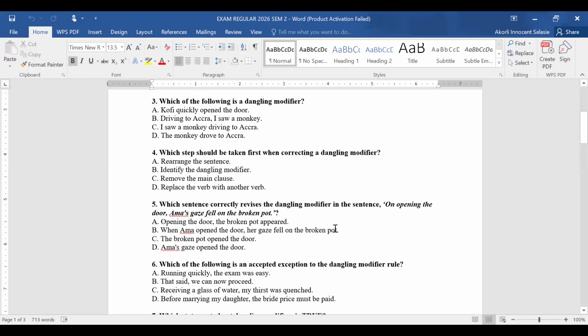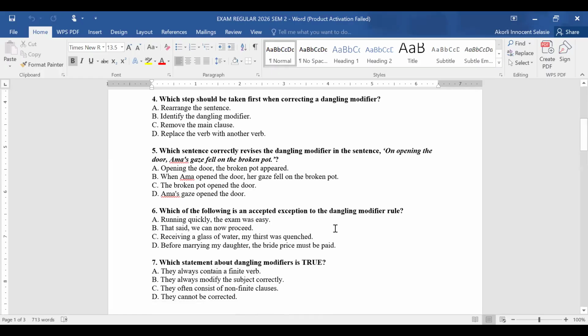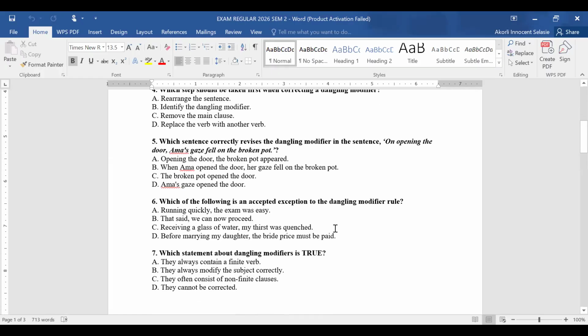I think that all this information is on the slides. If you can revisit it. Number 4, we saw number 4 already. For you to be able to correct a dangling modifier, you must first identify it. Otherwise, how are you going to be able to correct it? Then number 5, please.